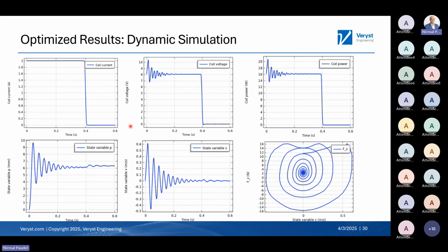Once the optimized parameters are introduced, we updated those parameters into the dynamic model, and then what we see is we turn on the current on the actuator. The position goes up. There is an overshoot here, as you can see on the oscillations. And there is a voltage on the coil. This is the velocity on the coil. It increases, kind of oscillates. And then the power. And then this is kind of how the force stamps out with the velocity term.